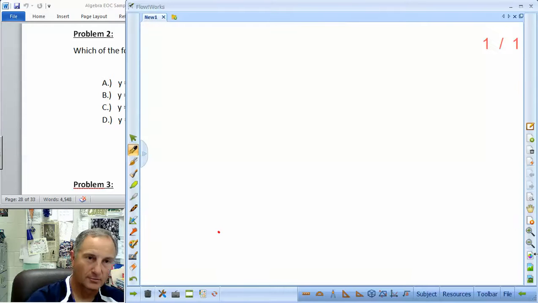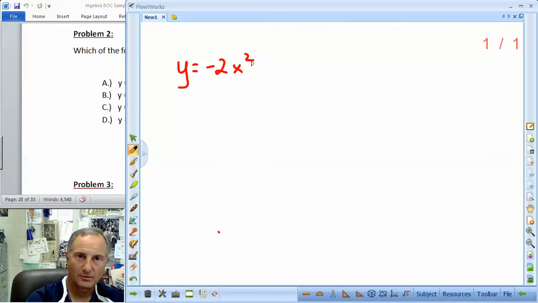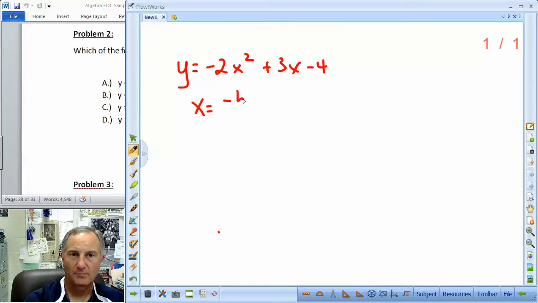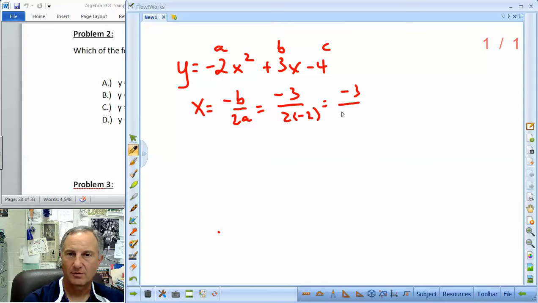We've got y equals negative 2x squared plus 3x minus 4. I'll just take the first one there, answer A. So x is going to equal negative b over 2a. There's my a, b, c. I'm going to get negative 3 over 2 times negative 2. That's negative 3 over negative 4, which is a positive 3/4.